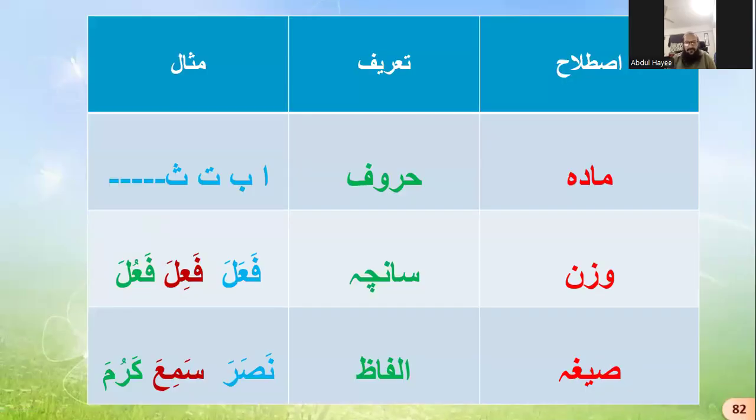Okay. Now we have come to a very important topic, that is Mada, Wazan and Sigha, what they mean. Mada means Haruf, which is Harufi Mada. Harufi Mada means Alif, Ba, Ta, Sa, the letters. We say Wazan, that is weight.